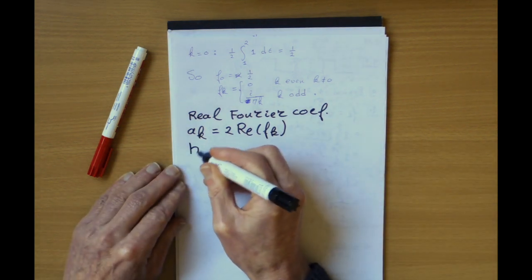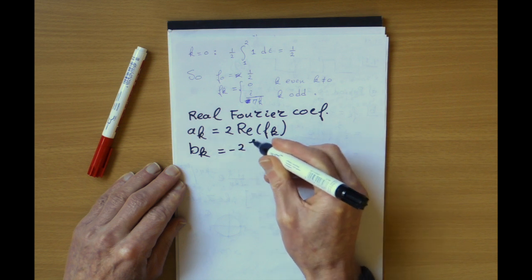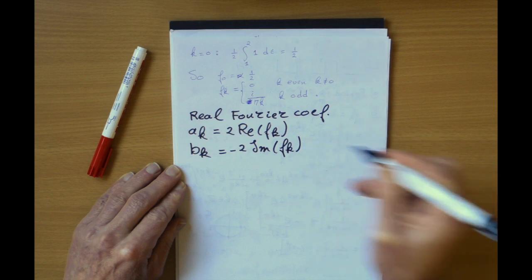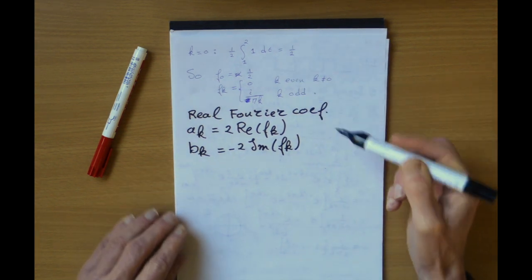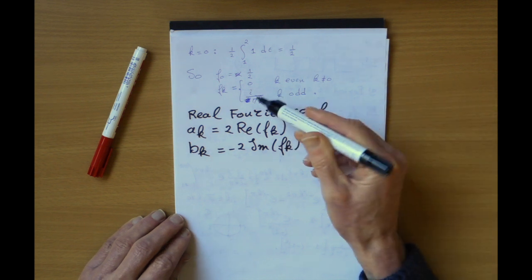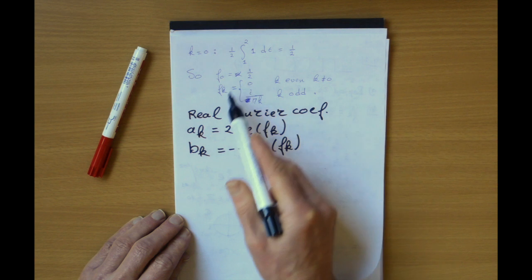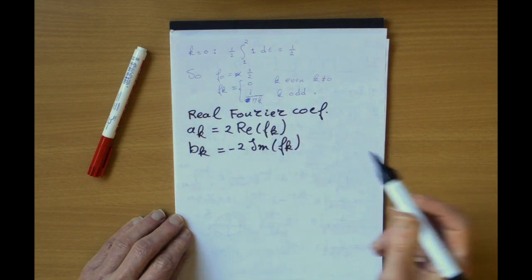And B_k is minus 2 times the imaginary part of F_k. Now let's do it. Here I have F_k. You see, here is an i. So this F_k is really only imaginary, except F_0.